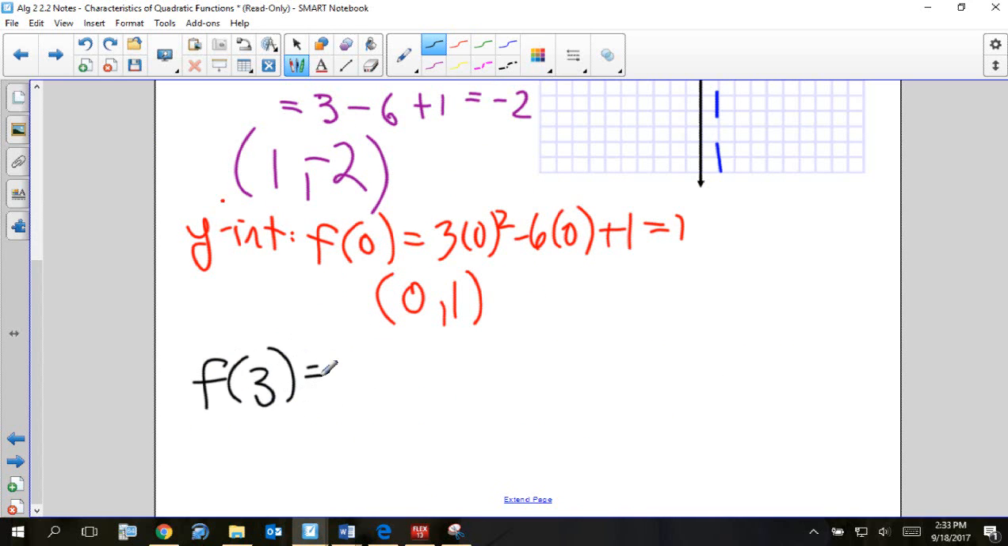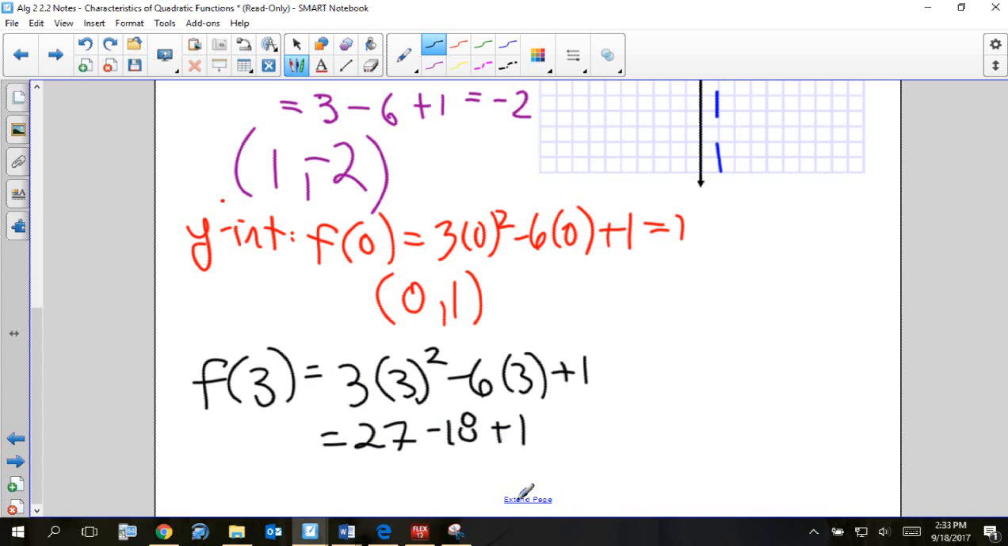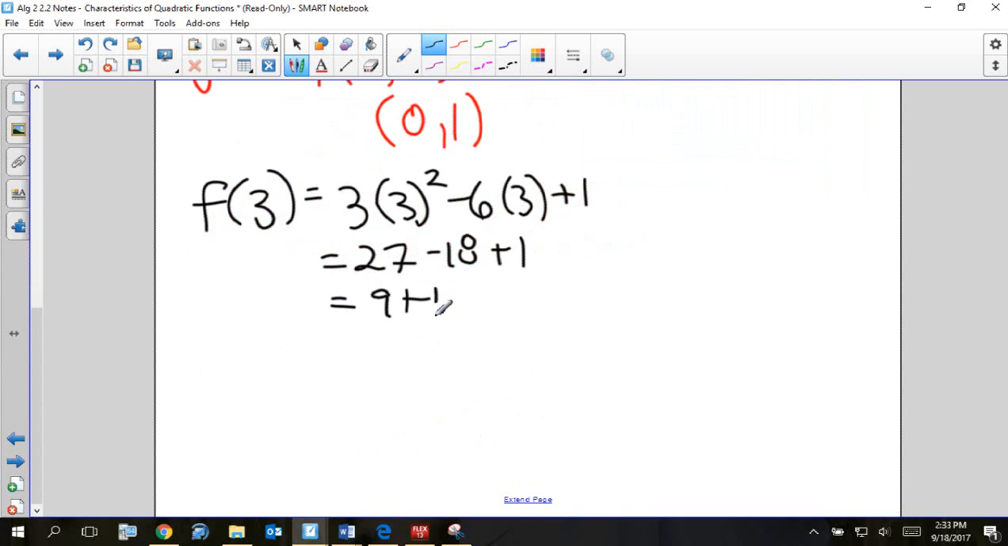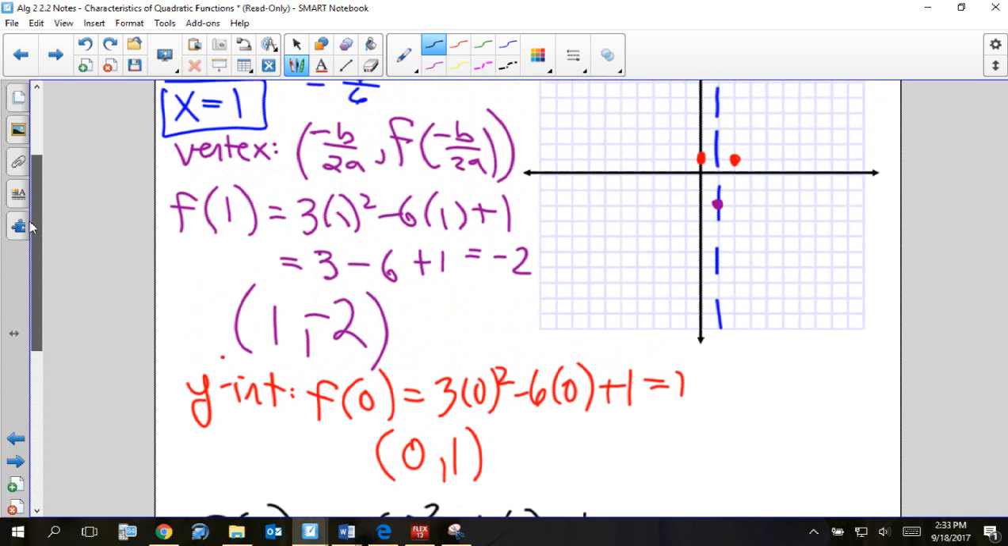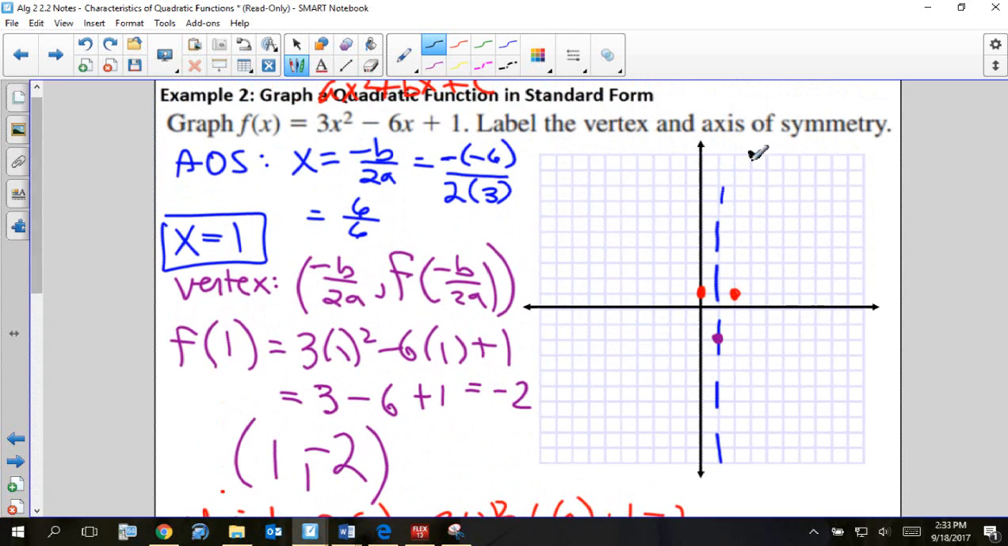So we'll do f of 3. We're going to plug in 3 every place you see an x. So we get 27 minus 18 plus 1. 9 plus 1 is 10. So plug in f of 3 and I get 10. Plot 3, 10, and then find the mirror point. Make sure it looks like a U, not a V, when you connect all the points.